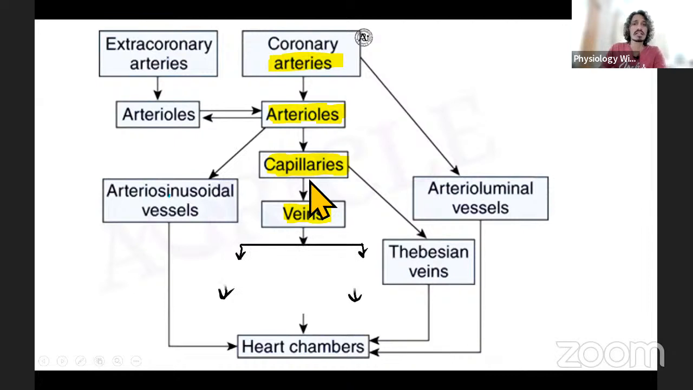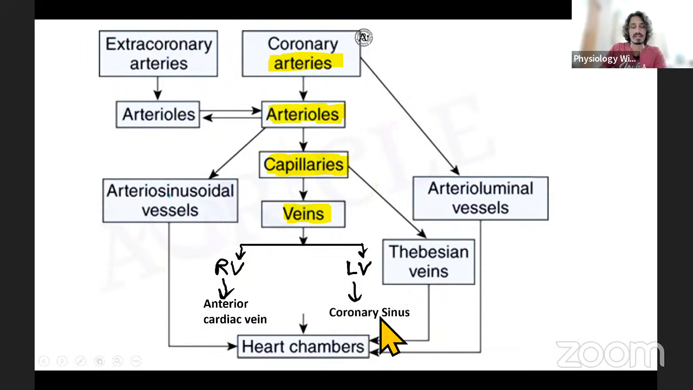The venous drainage from the right ventricle is by the anterior cardiac vein. From the left ventricle, it is your coronary sinus. As you saw in the diagram earlier, we have the anterior cardiac vein, right cardiac vein, and from the left ventricle, primarily the coronary sinus. They eventually open up into your right atrium. So this is one mode of circulation, the major circulation that is there.